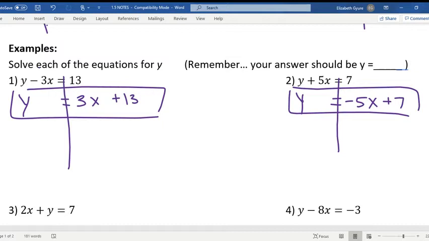Bailey, do you have this written down? Okay. Do you have it as a negative 5x? Okay. Were we okay with those ones? Yeah. Not as crazy, right? Okay.